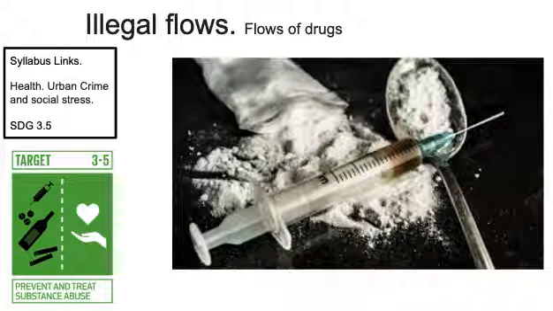So finally, we do look at illegal flows in terms of flows of drugs. This again links into 3.5, which focuses on substance abuse. It also links with our urban crime and social stress units. The amount of money for illegal drugs is absolutely massive.